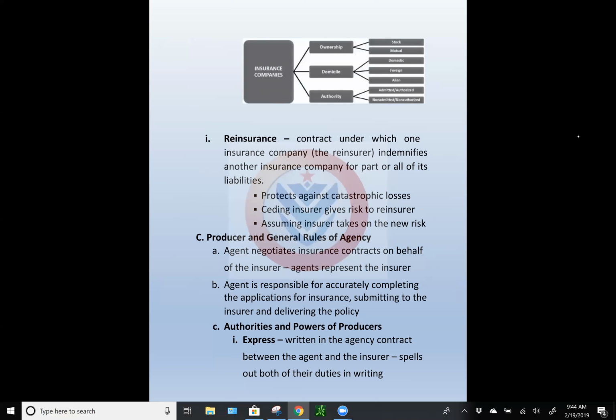Next, as an agent or producer, there are certain authorities or powers that you may have. The first type is called express authority. Now, express authority is going to be written in the agency contract between the agent and the insurer. It spells out both of their duties in writing. So express authority is written in the contract.